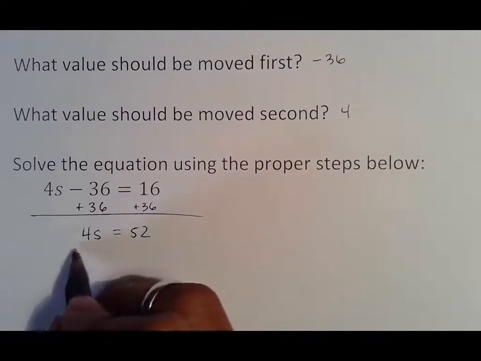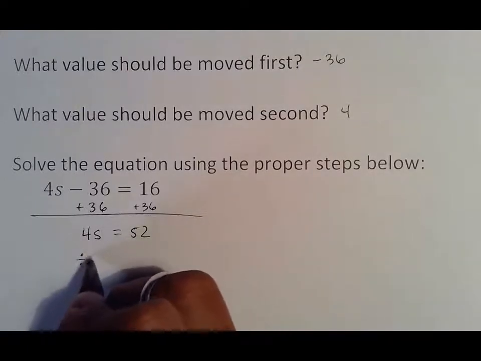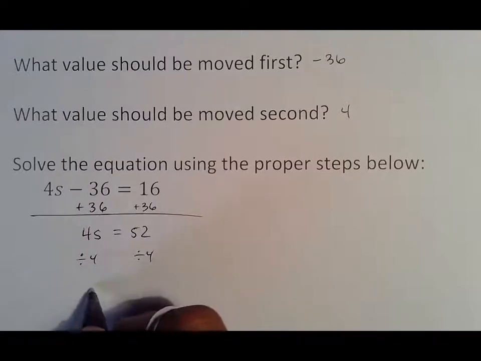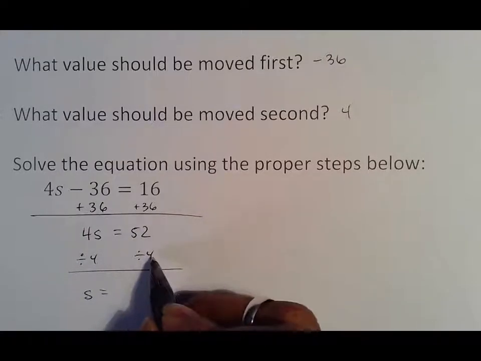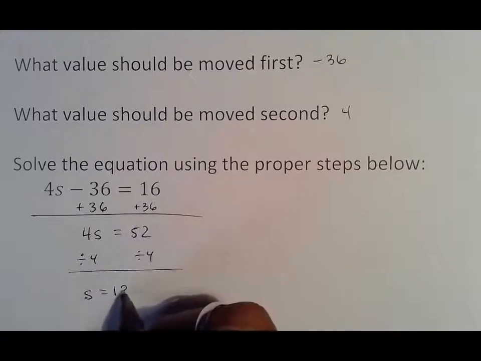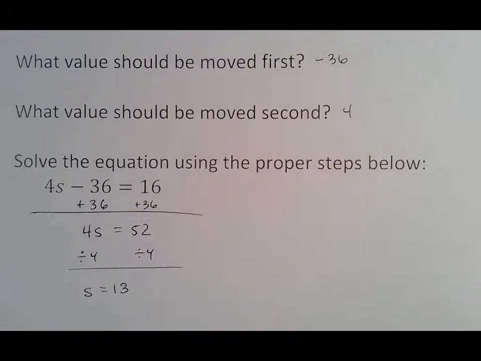And then we got 4 times s equals 52. So the way you move that 4 is by dividing by 4. And then s comes down with 4 goes into 5 once with 1 left over. 4 goes into 12 3 times. And again, those are your boxes that you will fill out.